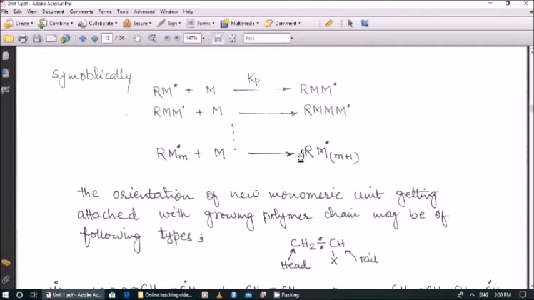So it is very important to understand that monomer units will keep on adding up sequentially one after another, and this stage is known as propagation. Propagation means to extend something, to enlarge something, to lengthen something. So here my polymer chain is going to be extended by the sequential addition of monomer units one after another.